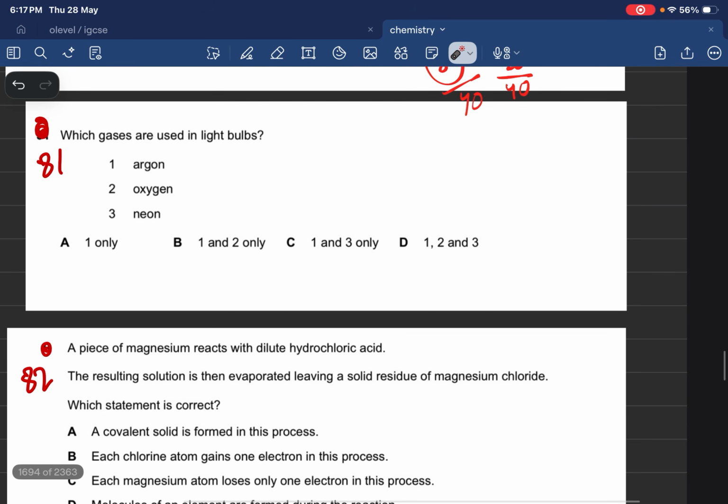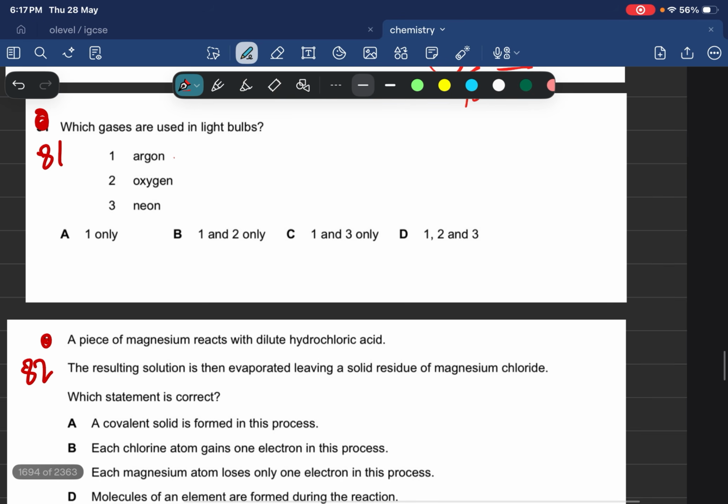Okay, which gases are used to light bulbs? Argon. Argon is used in lighting bulbs, and neon is used in lightning. And oxygen, do you want combustion to happen?